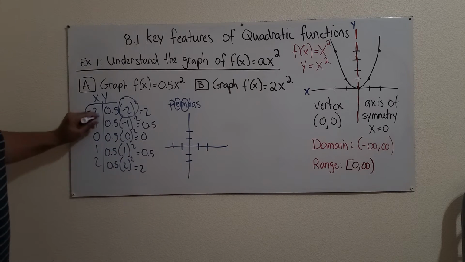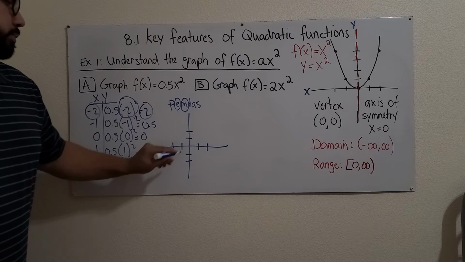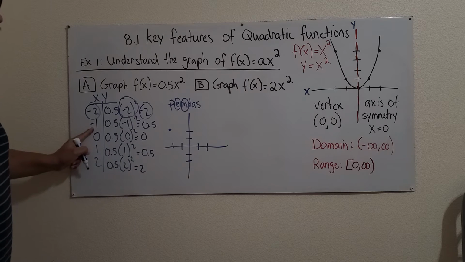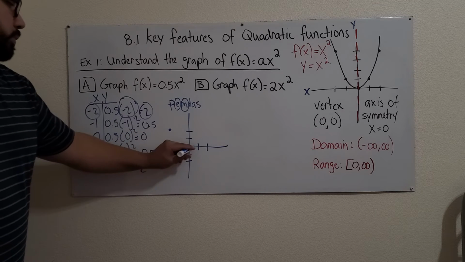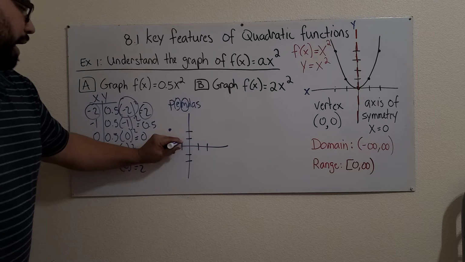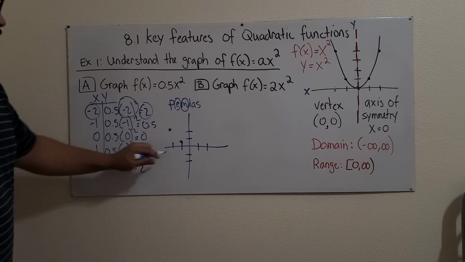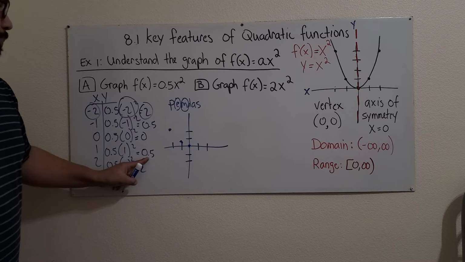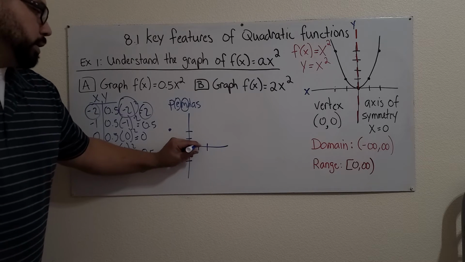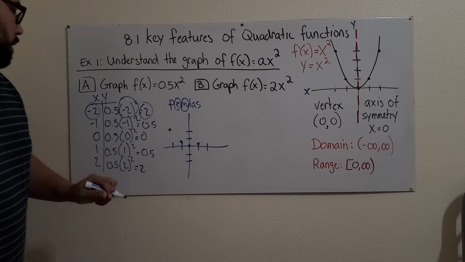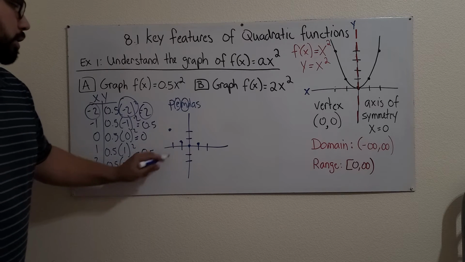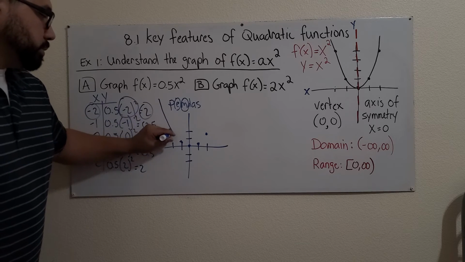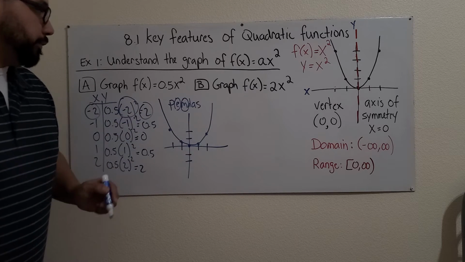All right, my first point is negative 2, comma, positive 2. So left 2 and up 2. Then you have negative 1 and 0.5. So negative 1 and up a half. Then you've got 0, 0, my favorite point. Then you've got 1 and 0.5. So right 1 and up a half. And then your last point, 2, comma, 2. So right 2 and up 2. Connect the dots, and you have your graph.